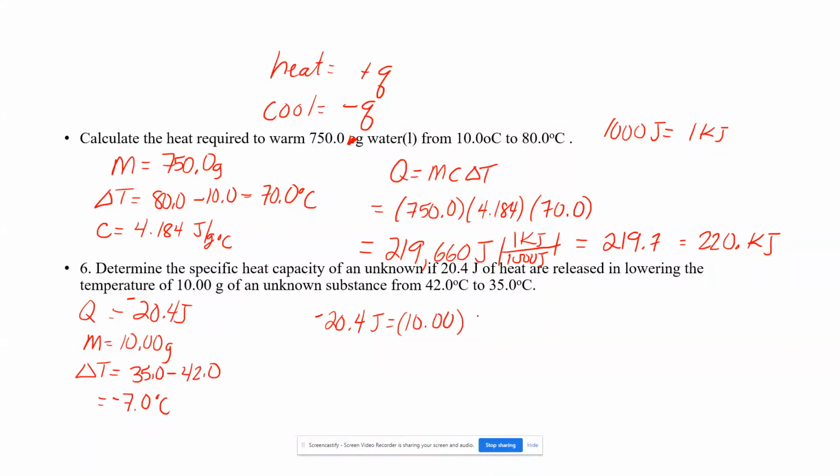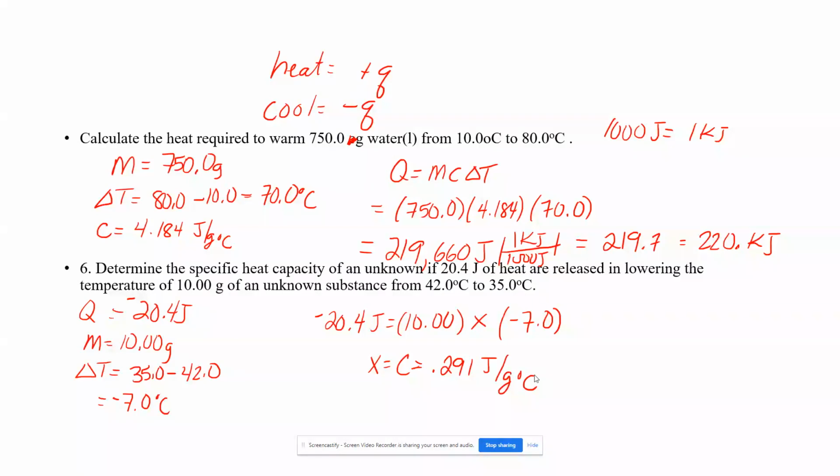So now we're just going to plug in. I don't know the specific heat, so now solve for x. So 10 times 7 is 70. So you're going to take 20.4 divided by 70. So x is your specific heat. And again, the negative signs are going to cancel out. So 20.4 divided by 70, and it's 0.291 joule per gram degree C.